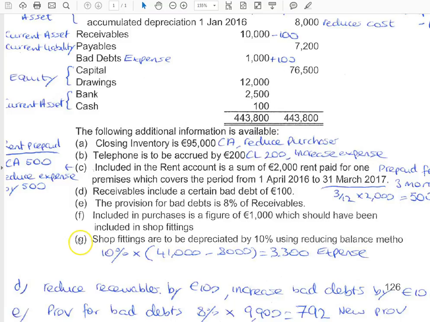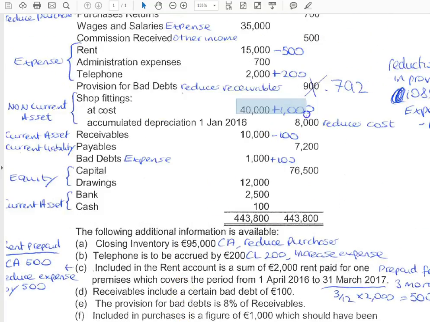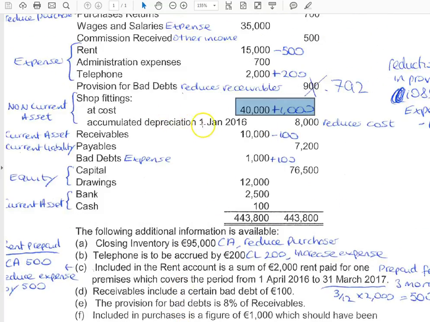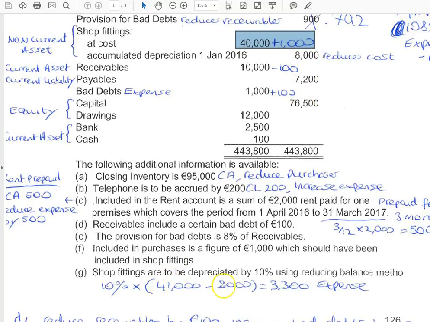That brings us on to note G, shop fittings depreciated by 10% using reducing balance. When it's reducing balance, you multiply the percentage by the cost minus accumulated depreciation. We find the cost up here, it's 41,000. Then the old depreciation for prior years was 8,000. 41 minus 8 is 33,000, and then multiply that by 10%, we'll get an expense of 3,300.